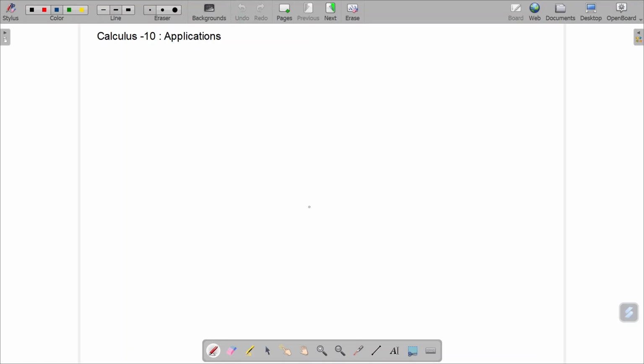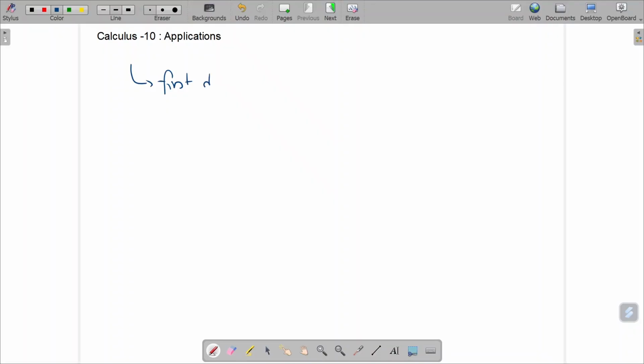Today we are looking at the 10th video in our series on calculus, and today we'll be looking at some of the applications of this idea from calculus. What we have seen is that by finding the first derivative and making it equal to naught, we can find a stationary point. Now, that's wonderful in terms of graphing, okay?